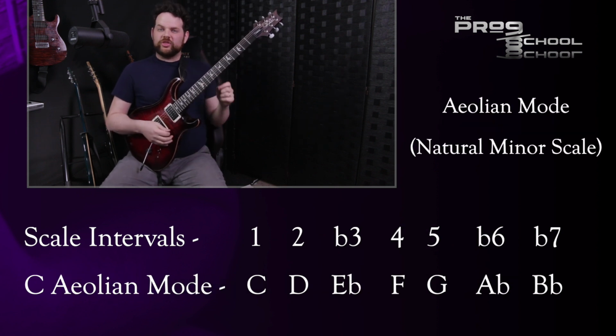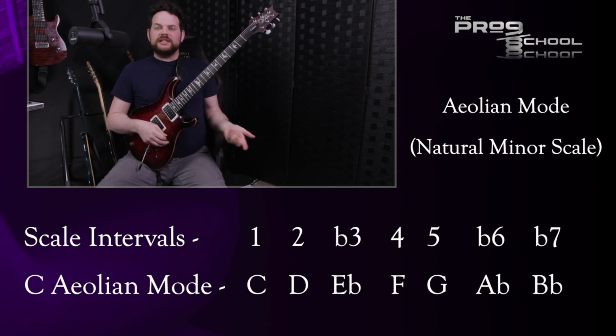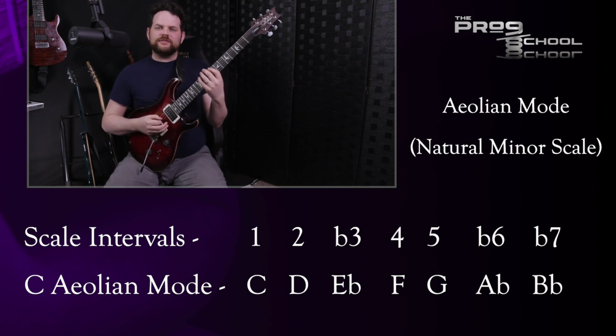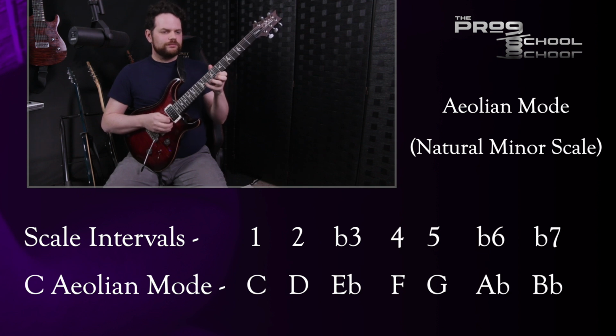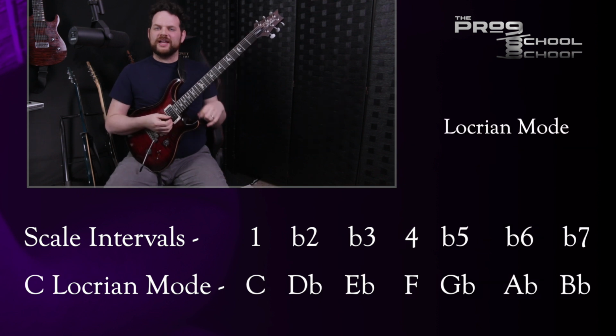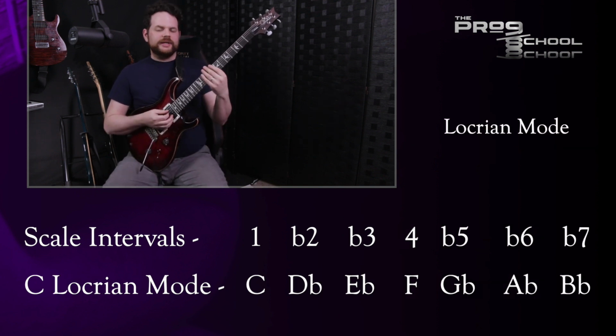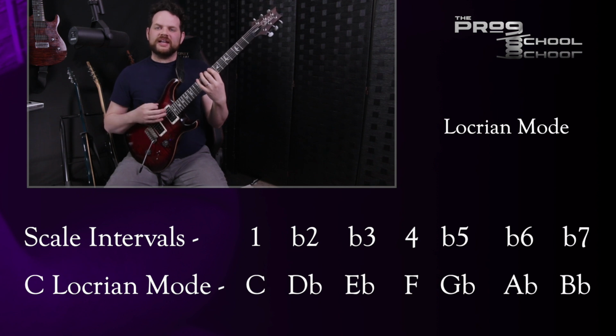Aeolian has a lowered 3rd, 6th, and 7th. C Aeolian is C, D, E flat, F, G, A flat, B flat. And Locrian has a lowered 2nd, 3rd, 5th, 6th, and 7th. C Locrian is C, D flat, E flat, F, G flat, A flat, B flat.